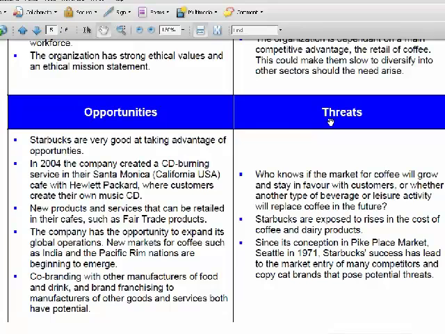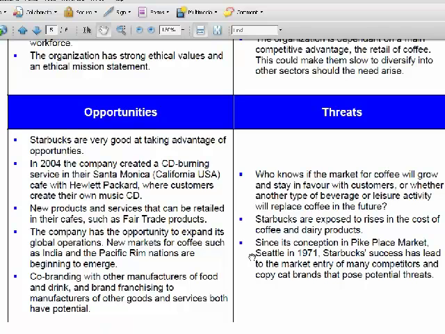Threats, again, are negative to the organization, but external to the organization. So they considered threats as, who knows if the market for coffee will grow and stay in favor with customers, or whether another type of beverage or leisure activity will replace coffee in the future. Going to Starbucks is just as much a social opportunity or social gathering as it is for the product itself. It's where people meet. Starbucks, they are exposed to the rising cost in coffee and dairy products. We've seen that fluctuate now as the increase in coffee has occurred as a commodity.